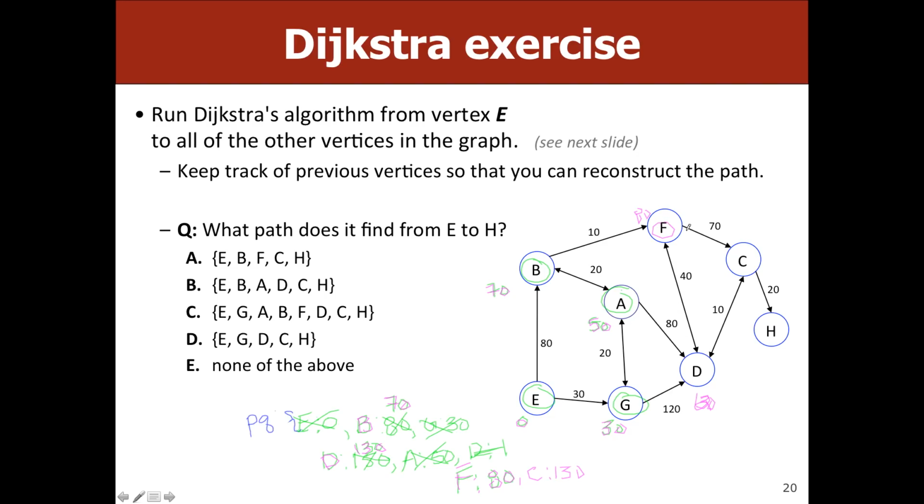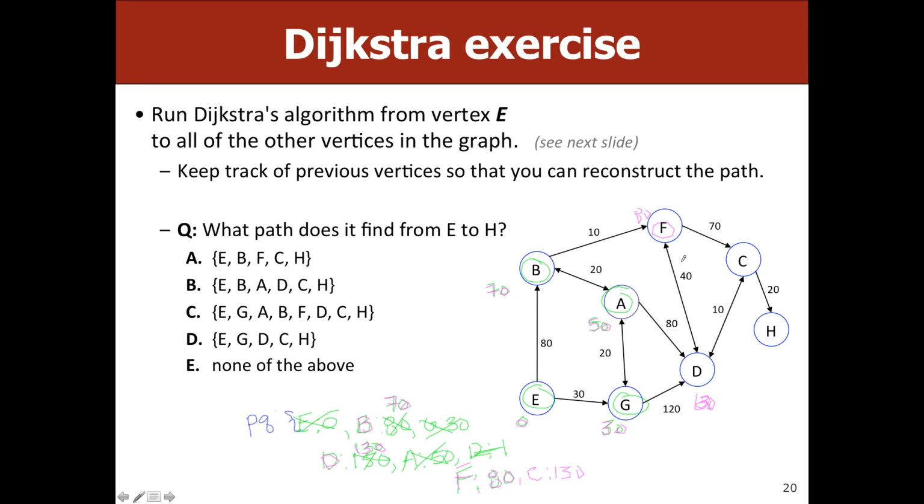Okay, so, sorry, backing up, hold on. I don't know if I can erase. Apparently I can't erase. Okay, so from F, we were at 80. So F would NQ C with priority 150, and NQ D with priority 120. And then we would DQ D because 120 is less than 150. And so we'd update C to be 130 because once we look at D, 120 plus 10 is 130, which is less than 150.